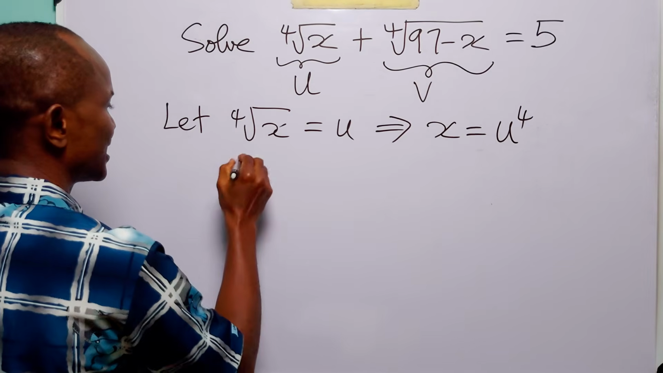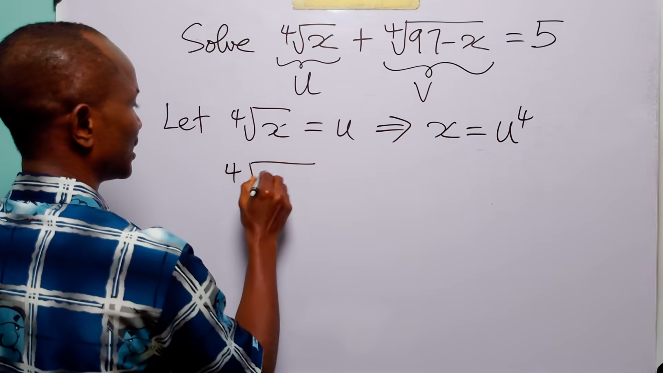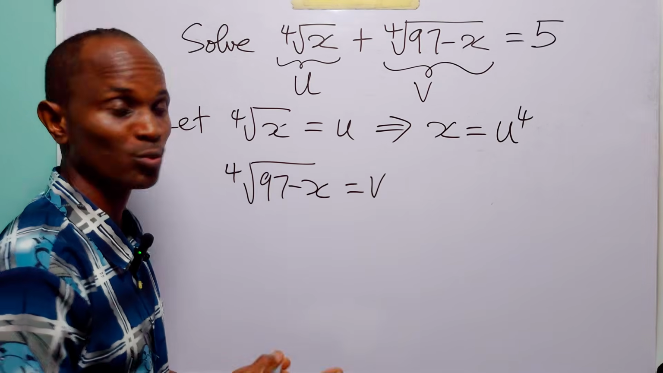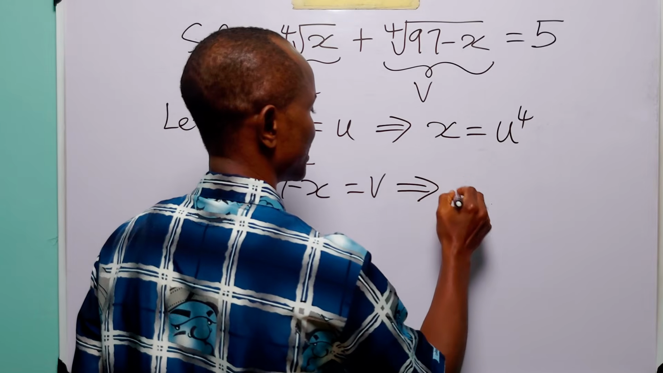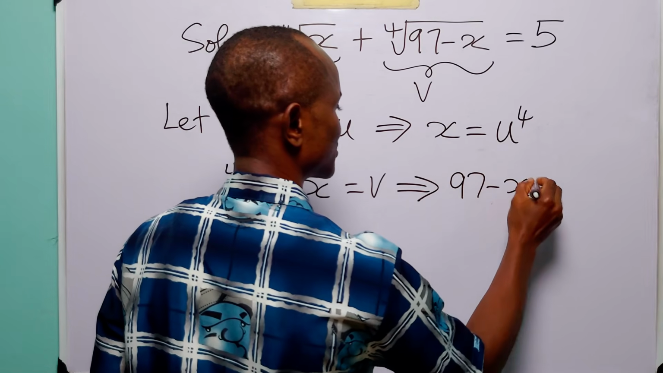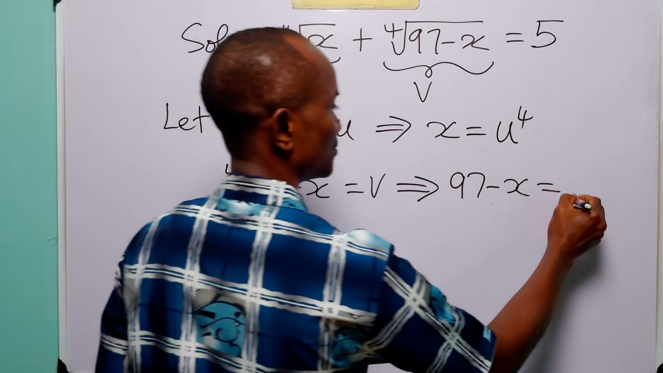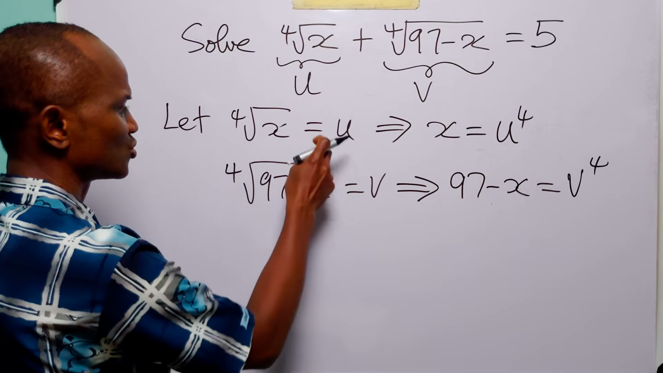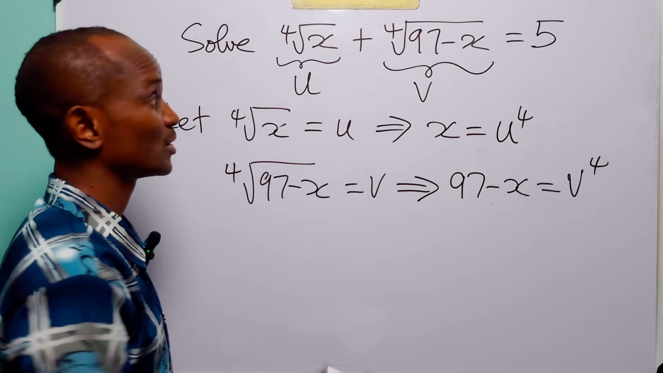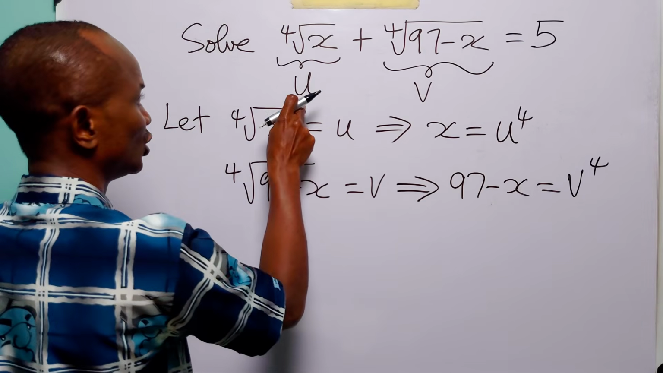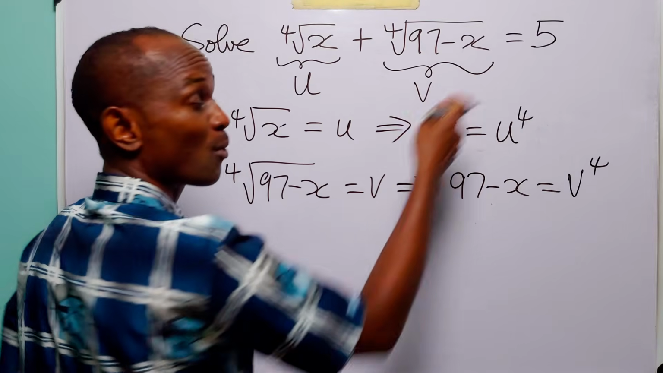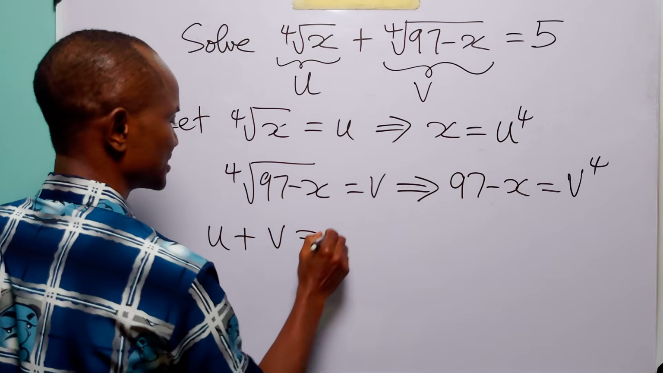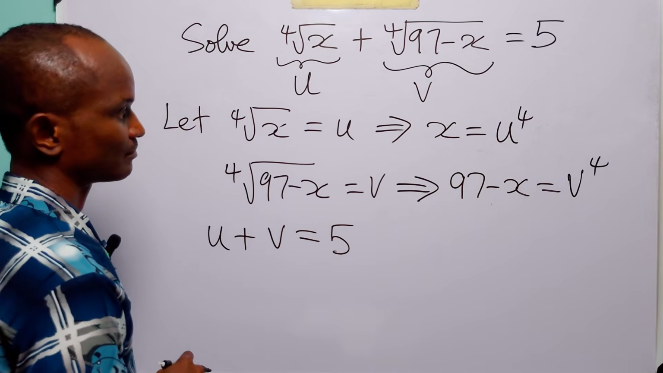Now, also, let the fourth root of 97 minus x be equal to v. And once more, this implies that 97 minus x is equal to v raised to power 4. Now, with these two substitutions, the original equation, that is this, can be written as u plus v is equal to 5. So we have that u plus v is equal to 5.